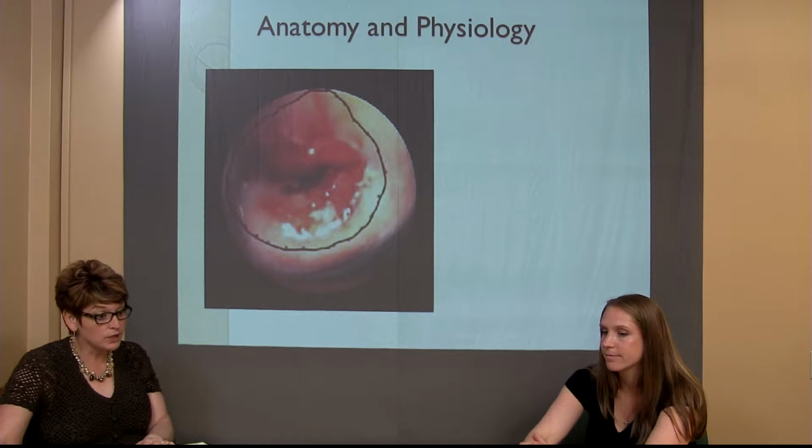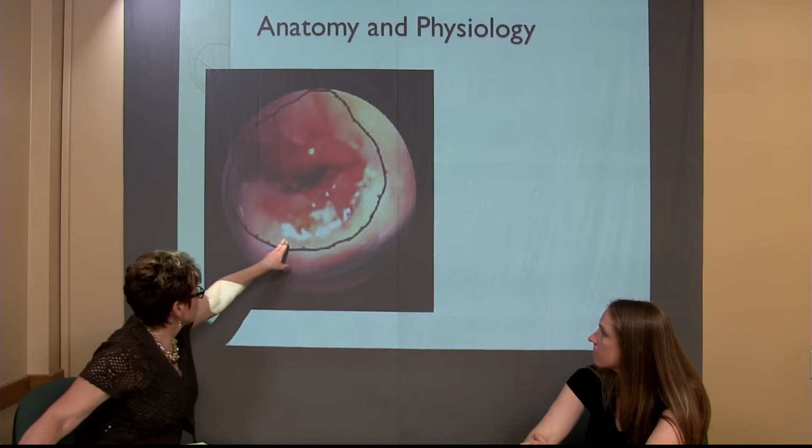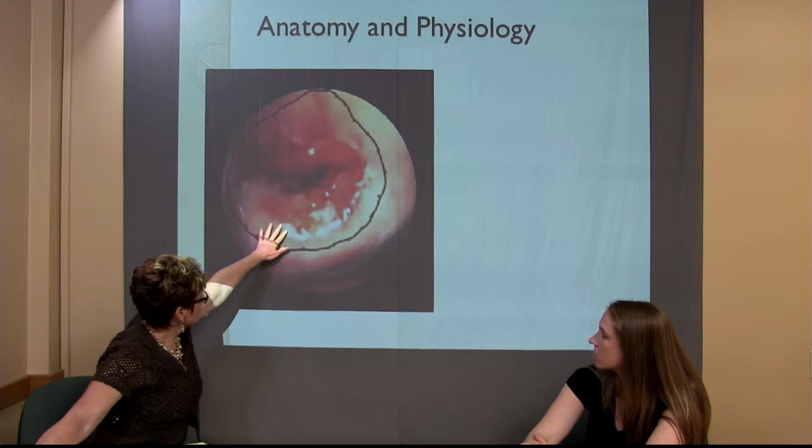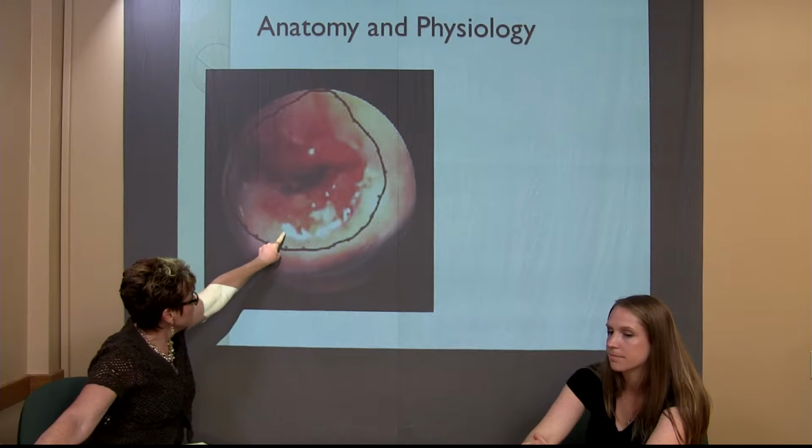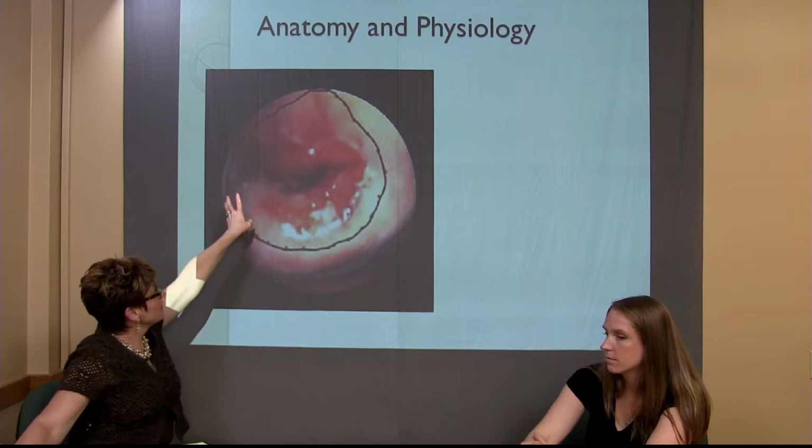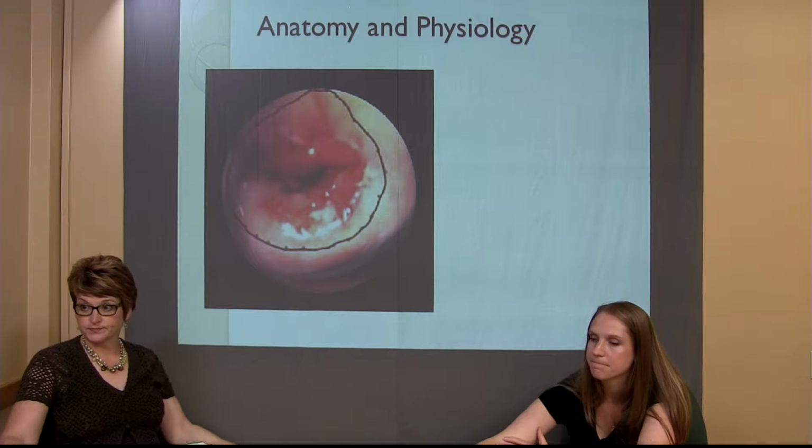So here's the transformation zone. You can see the ectocervix and then the endocervix, and this is the area where it's critical that you collect cells during a pap smear.